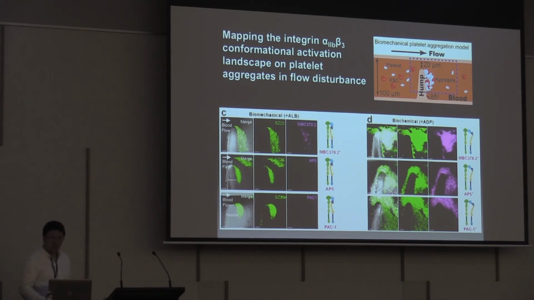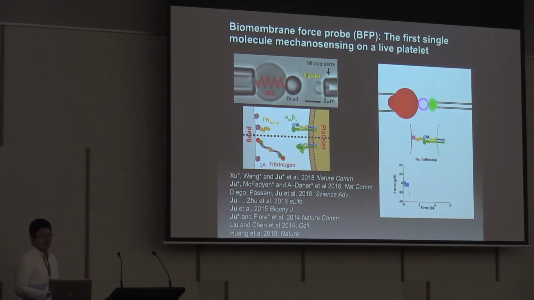This is very interesting. We want to understand how this integrin behaves under defined mechanical stimulations. This is a combination of my PhD development and my postdoc development. I developed what we call the live cell dynamic force spectroscopy method, or biomembrane force probe. In this system, we grab a single platelet and apply mechanical force to it, to probe integrin behaviors on the platelet.